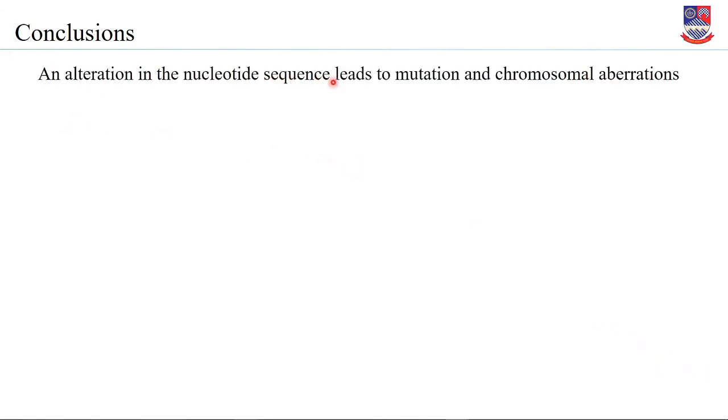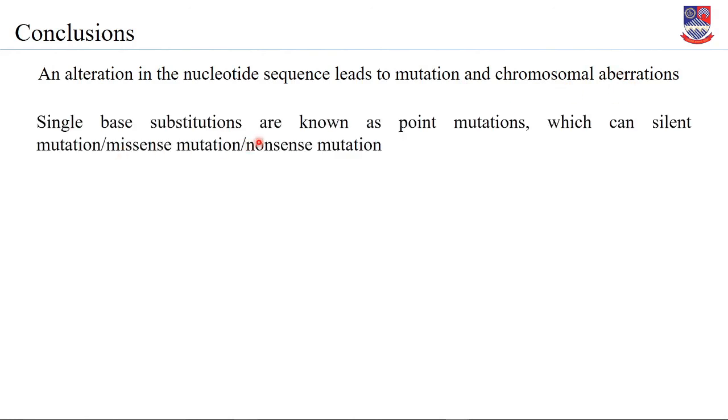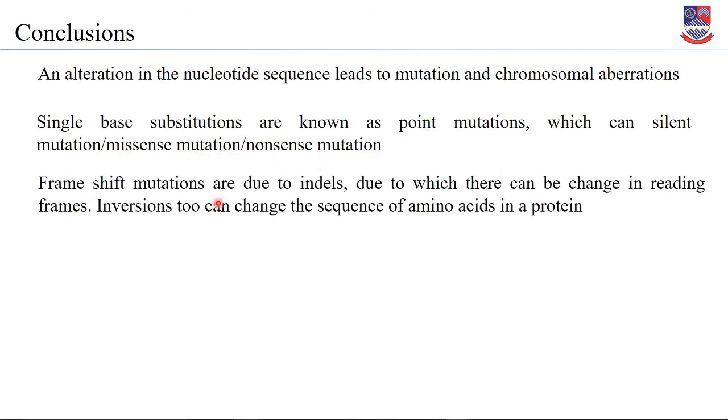An alteration in the nucleotide sequence leads to mutation, and also if huge portions of the chromosome change or even a portion is substituted, then they lead to what is called chromosomal aberrations. Single base substitutions are known as point mutations, which can either be silent, missense, or nonsense mutation. Frameshift mutations are due to indels. Indels are basically insertions and deletions put together, due to which there can be a change in the reading frames. Inversions too can change the sequence of amino acids in a protein.